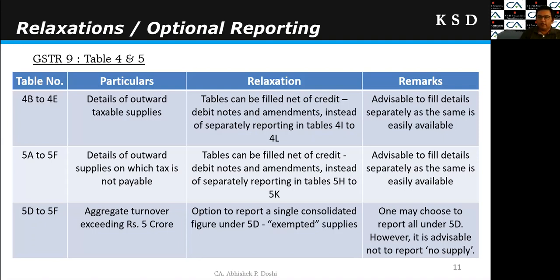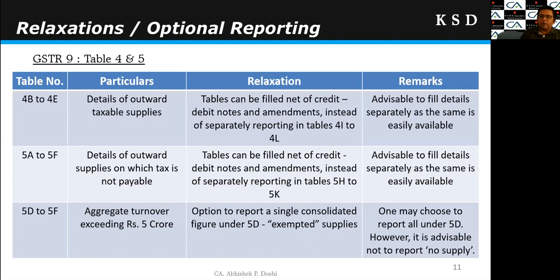and amendments. The actual format was that you need to first report gross figures, and then in the bottom part of the table report debit and credit notes and amendments. But they have relaxed that you can directly fill the net figures. But our advice would be that these figures are easily available, and we should report the gross figures and credit debit note figures separately. Similar relaxation is given for Tables 5A to 5F.